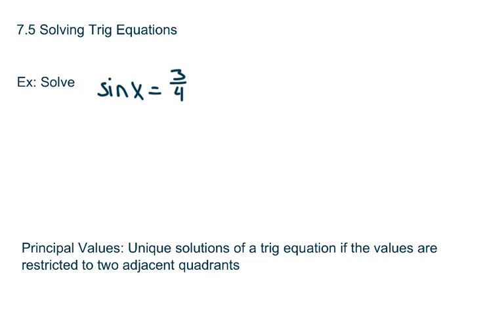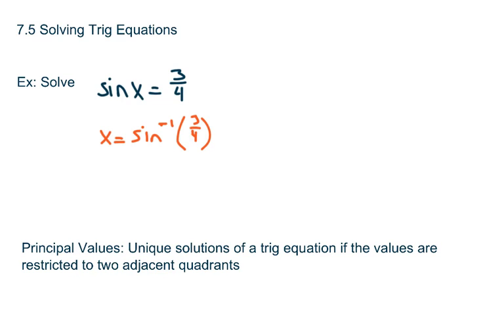Section 7.5, solving trig equations. We're going to start off with a simple equation. Solve the sine of x is equal to 3/4. Now, we've talked about something like this where to undo taking the sine of something, we need to use the sine inverse. So we can say that x is equal to the sine inverse of 3/4.